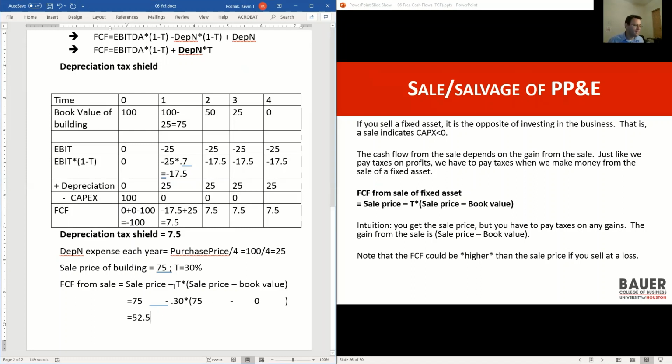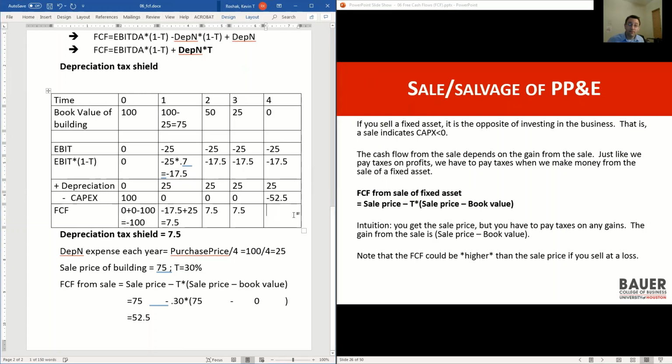So one way to think about this is a negative CAPEX because we're selling the building. So we have a negative 52.5 in CAPEX when we sell the building. We're getting this 52.5 from that. We're extracting that from the assets of the firm.